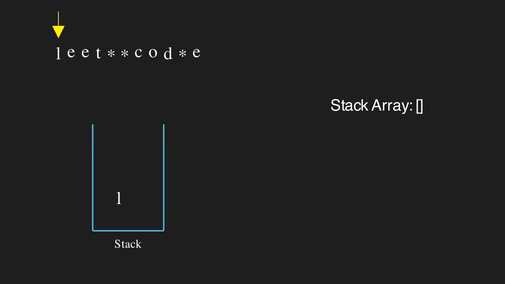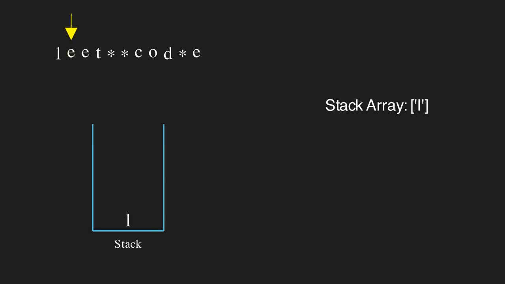The first character our pointer reads is L. Since L is a lowercase letter and not a star, we apply our storage rule. We perform a push operation, appending L to the stack. Our intermediate stack state is now a single element, the letter L.